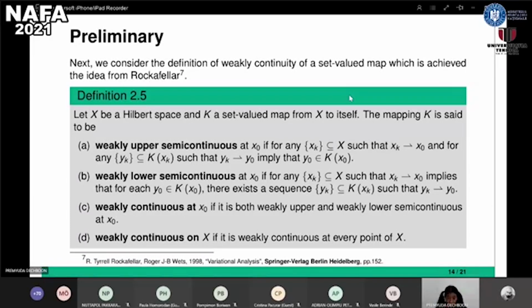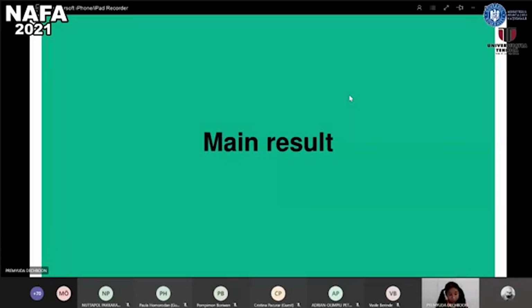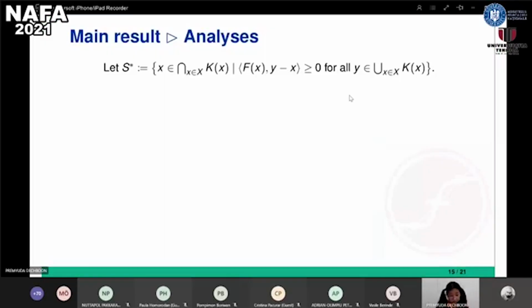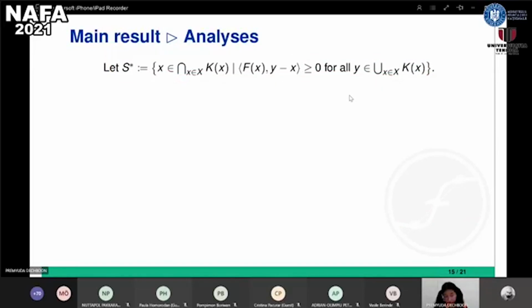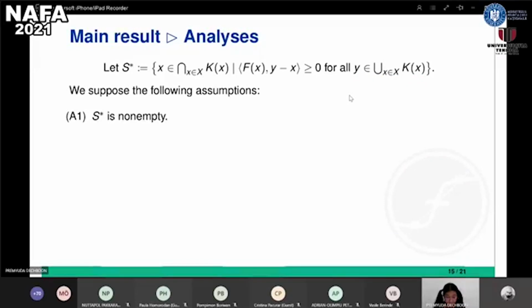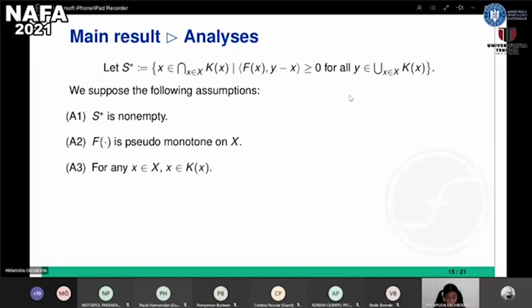Okay, so in the main result, we first let this set S star be the set of all x in the intersection of K(x), such that this inner product inequality holds for any y in the union of K(x). For the assumptions, S star is non-empty, F is pseudo-monotone on X, x is in K(x) for any x, and the last one is that K is weakly continuous on X.